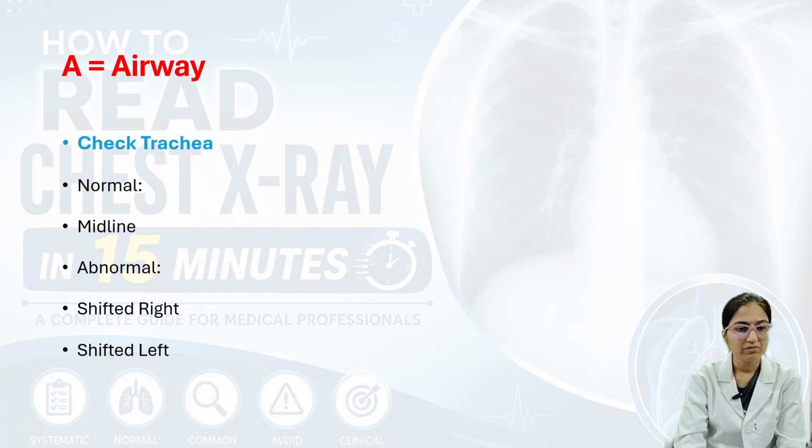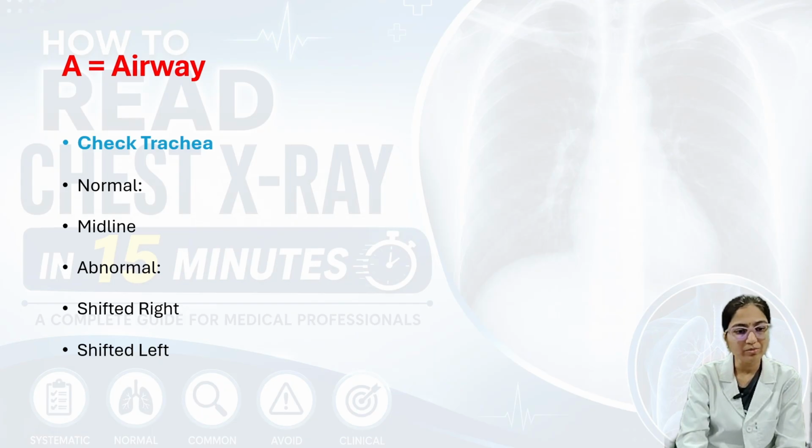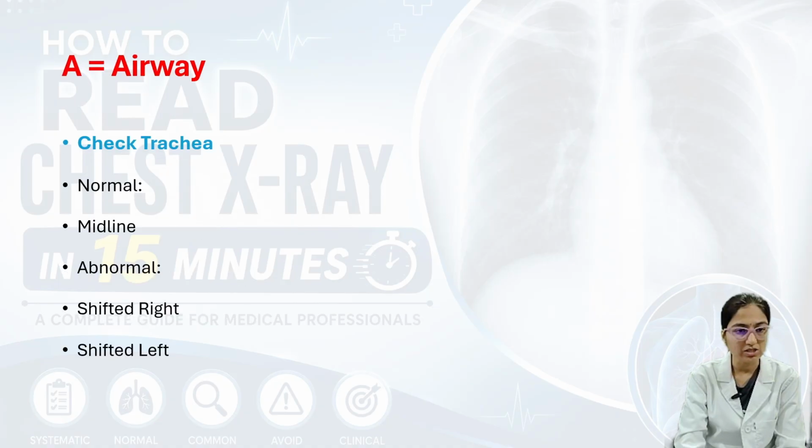Airway. We need to check the trachea. Normal means midline, and abnormal means it is shifted right or left. Causes of shift towards the lesion are lung collapse and fibrosis, and away from the lesion, tension pneumothorax and massive pleural effusion. These are the causes.